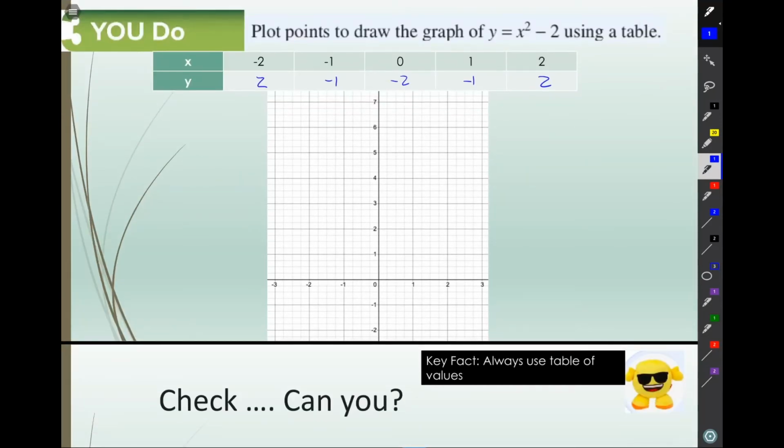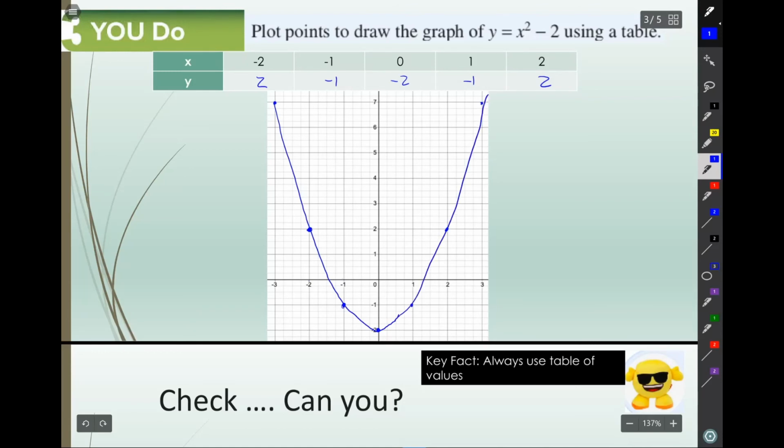And now we plot our points. We should be experts at this by now. At minus 2, we're at 2. At minus 1, we're at minus 1. At 0, we're at minus 2. There we go. And at 3, we would be up here. I'll just add those on to make it a little easier to draw it. And there we go, we've drawn the graph of y equals x squared minus 2.